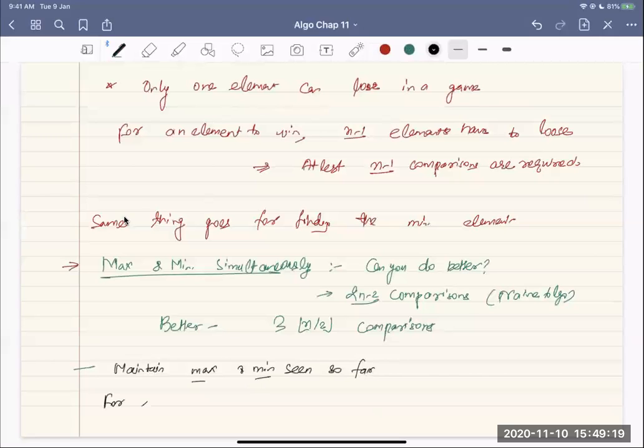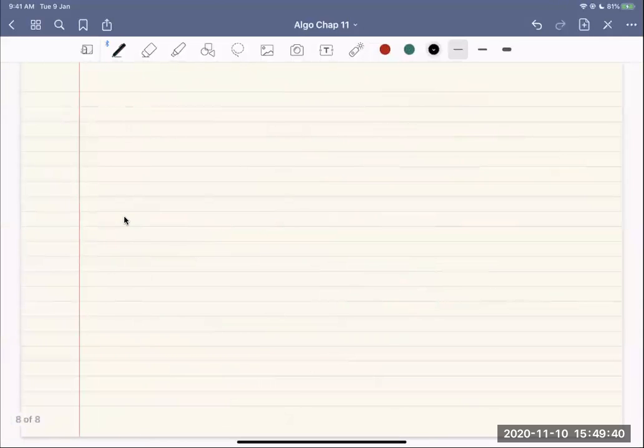But now, for each element, rather than comparing it against the current minimum and maximum, which would mean two comparisons per element, you can process the elements in pairs.